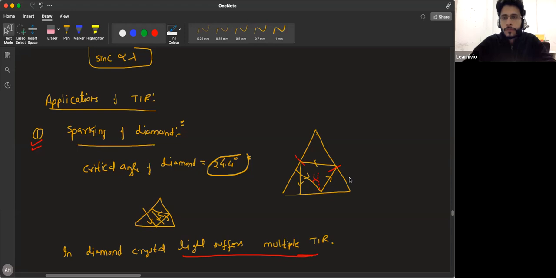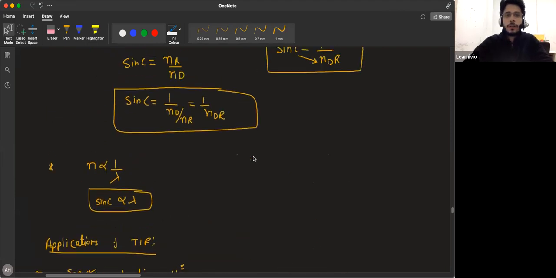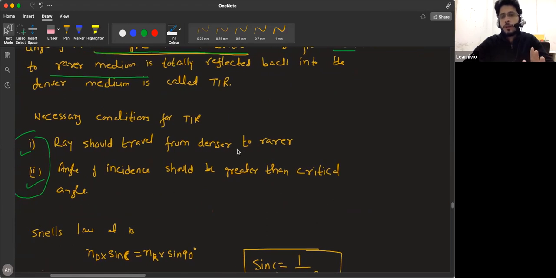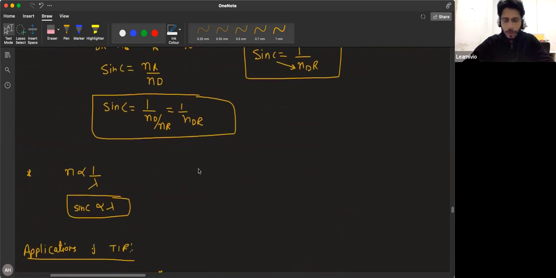Two essential conditions: the ray should travel from denser to rarer medium, and the angle of incidence should be greater than the critical angle. Simple two conditions. These are the two essential conditions for TIR.